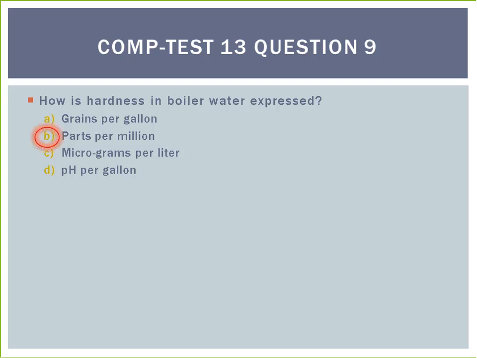Answer B is the best answer here because hardness in boilers is expressed in parts per million. Answer A is not correct because grains per gallon is normally used when indicating hardness in city water. Answer C is not correct because the measurement would be read in milligrams instead of micro. Answer D is not correct because pH is an indicator of acidity or alkalinity.